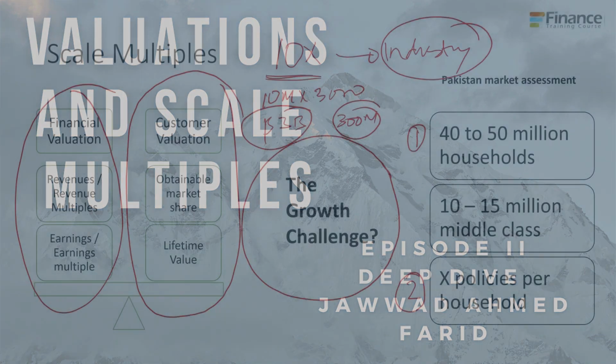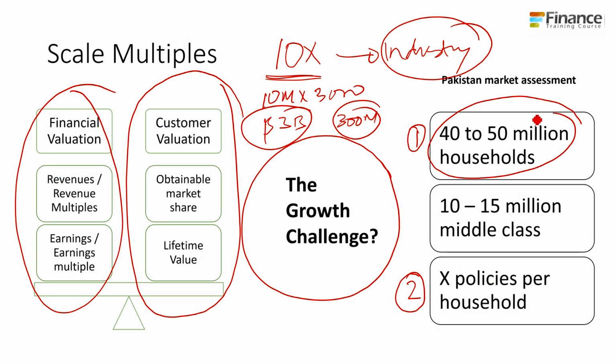So yeah, there are 40 to 50 million households in Pakistan. That's a great data point. But not all of them are what you'd call middle class. Not all of them are reachable. Not all of them are accessible. Not all of them are interested in buying a life insurance policy.